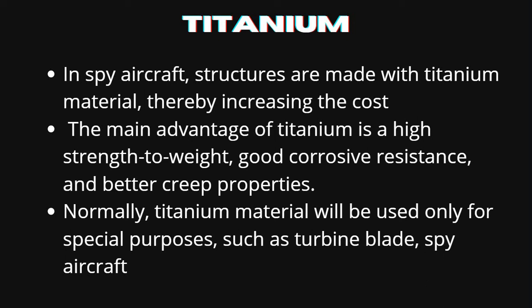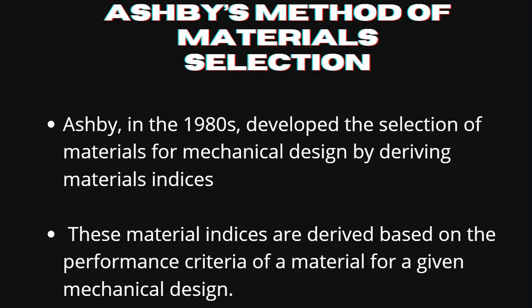Because spy aircraft are for military purpose only, we use titanium for this type of aircraft only. But it is very expensive, so we ignore this material in most commercial flights. In some cases, like turbine blades or some important places, this material is used for manufacturing.